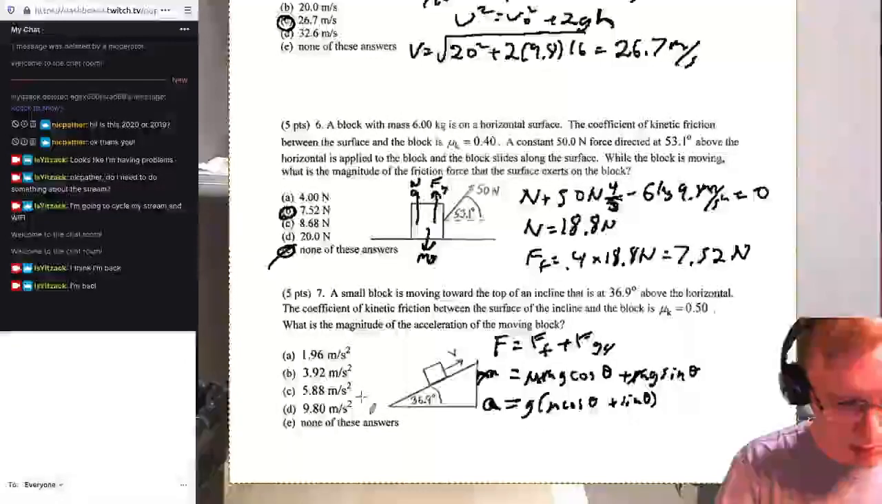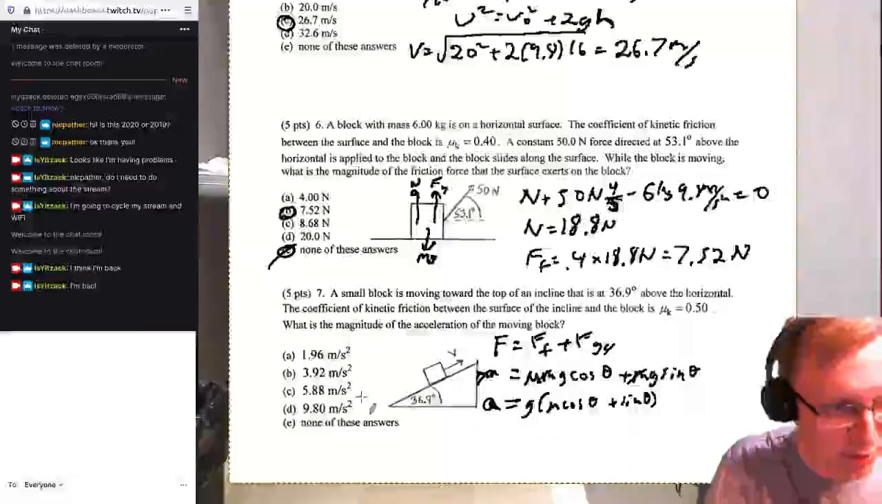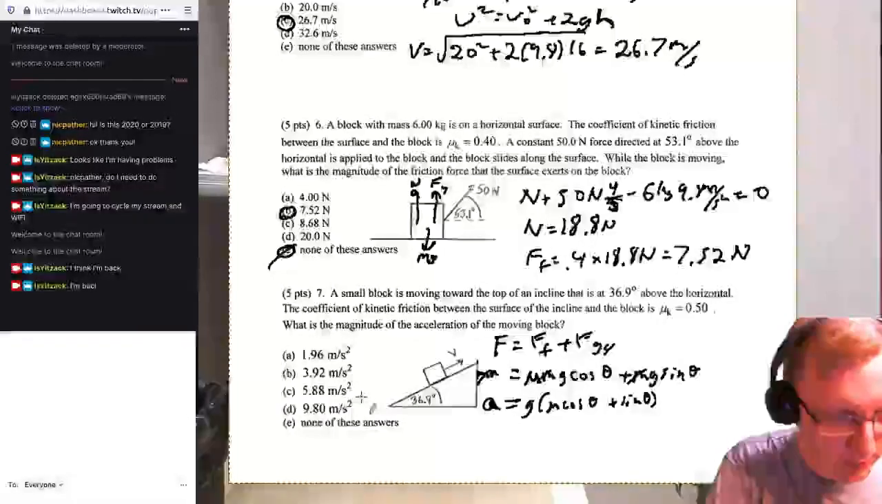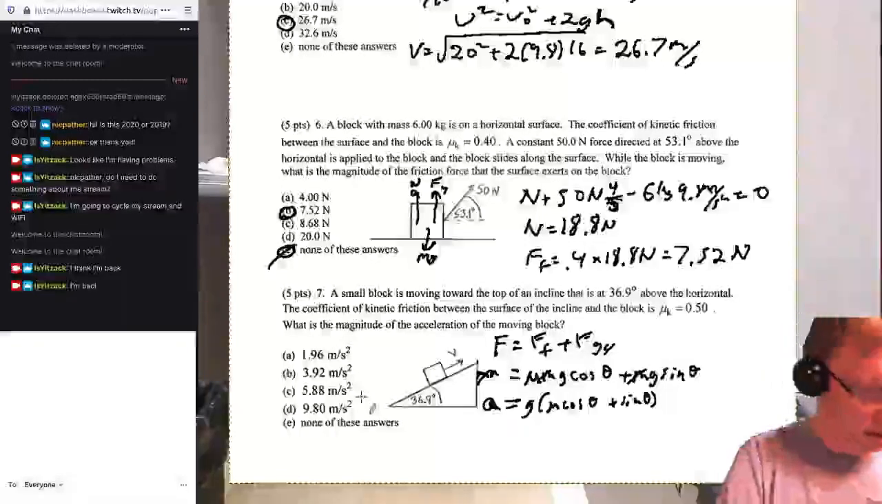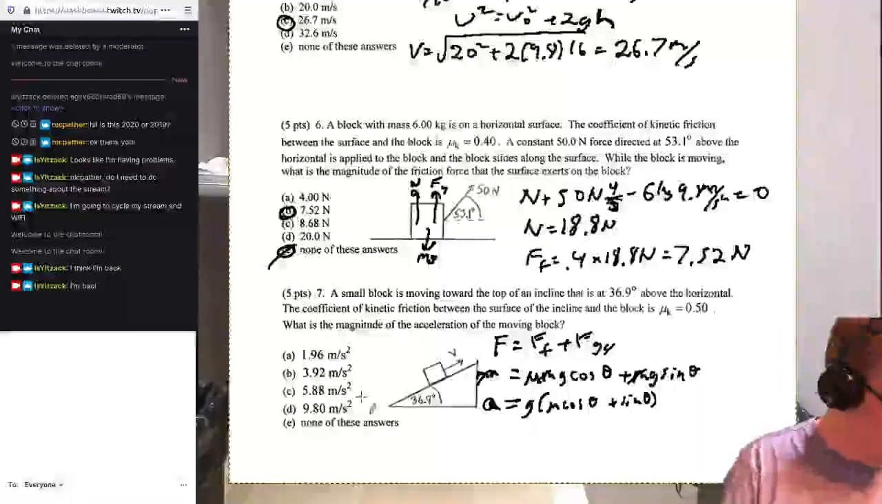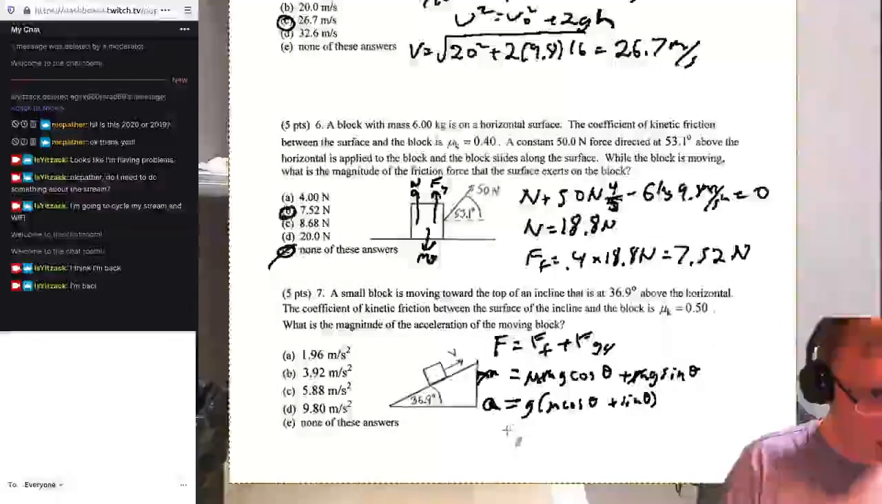So now we can answer the question: what is the acceleration of the block? 9.8 times, 1/2 times cosine of 36.9 degrees plus sine 36.9 degrees. 9.8 meters per second squared.